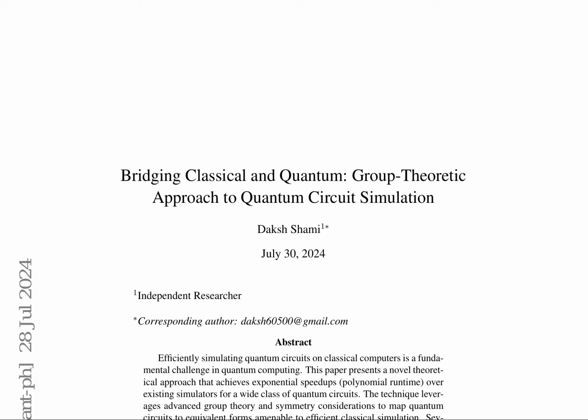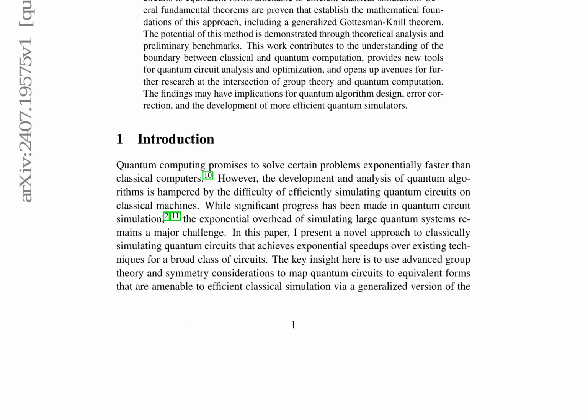In the realm of quantum computing, a fundamental challenge is efficiently simulating quantum circuits on classical computers. This paper introduces a novel theoretical approach that achieves exponential speedups over existing simulators for a wide class of quantum circuits. The technique leverages advanced group theory and symmetry considerations to map quantum circuits to equivalent forms amenable to efficient classical simulation. Several fundamental theorems are proven, including a generalized Gottesman-Knill theorem, which establishes the mathematical foundations of this approach.